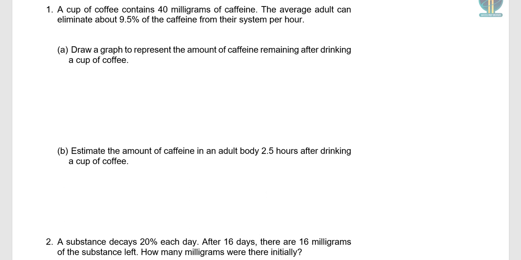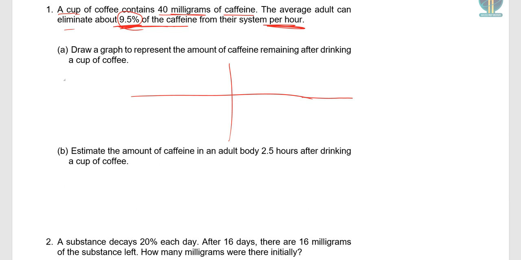Okay, so first exercise: a cup of coffee contains 40 milligrams of caffeine. The average adult can eliminate about 9.5% of the caffeine from their system per hour. So the unit of time is per hour. Draw a graph to represent the amount of caffeine remaining after drinking a cup of coffee. We know that it's going to look exponential, because here's the rate of decay.